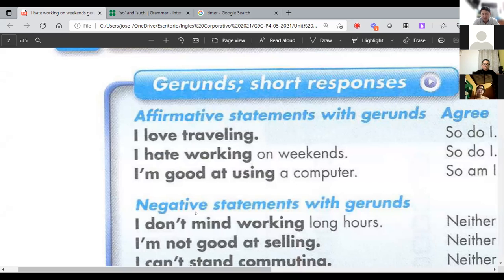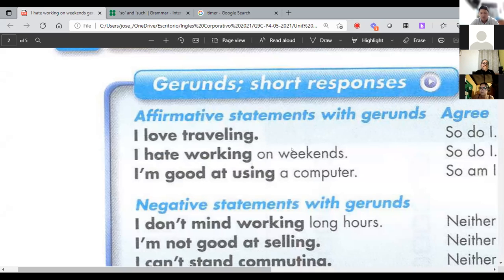I love traveling. I hate working on weekends, ¿verdad? Me gusta viajar. I hate working on weekends. Detesto trabajar el fin de semana. I'm good at using a computer. Y hay otros verbos que siguen frases, ¿verdad? O preposiciones como at.